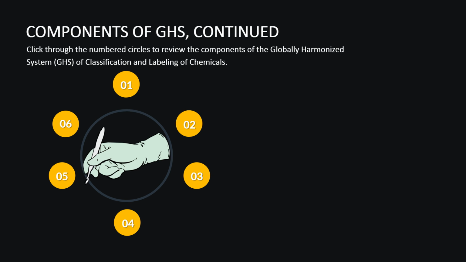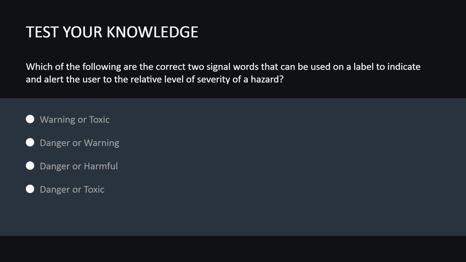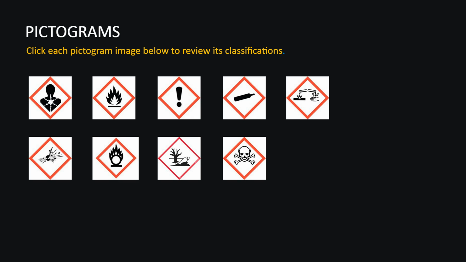Click through the numbered circles to review the different components of the Globally Harmonized System, GHS, of classification and labeling of chemicals. OSHA's Hazard Communication Standard, following the Globally Harmonized System of Classification and Labeling of Chemicals, GHS, requires pictograms on labels to alert users of the chemical hazards to which they may be exposed.